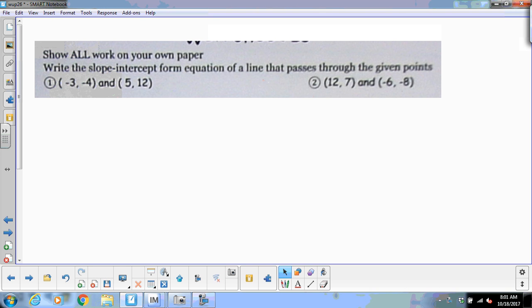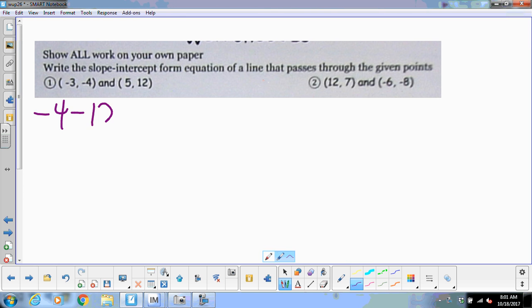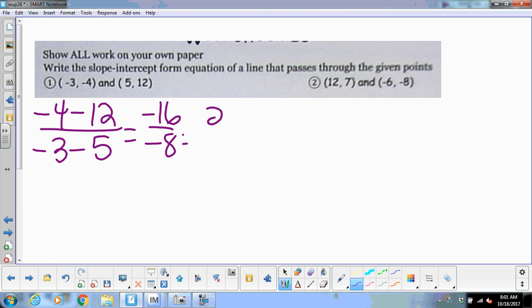All right, so worksheet 25 has to deal with writing the equation of a line given 2 points. Okay, so we're going to start by finding our slope by using our slope formula. So that's y minus y over x minus x, which is going to reduce to 2 over 1.